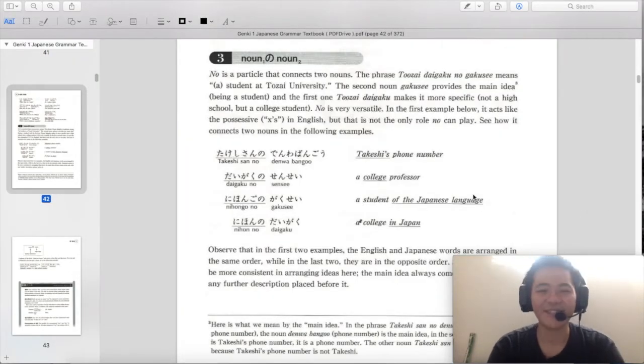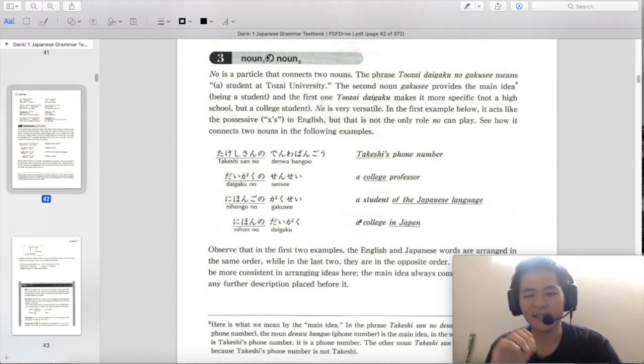Hey, what's up, guys? In this video, I'm going to be talking about a new particle, the particle no. I want to explain two things about this particle, and I'm going to explain it the best way possible. This particle is extremely important in the Japanese language. You will see it so often, so I really want to help you understand as much as possible how to use it and what it means exactly.